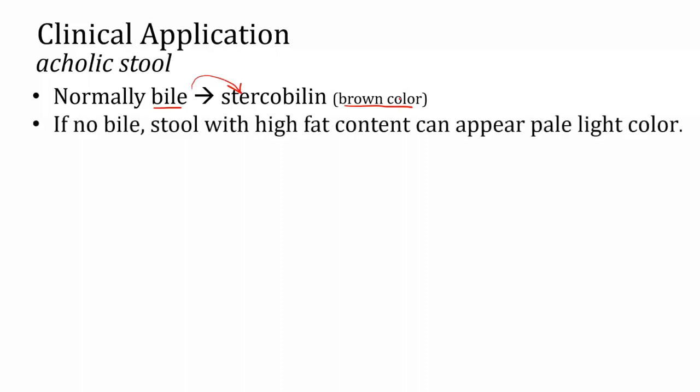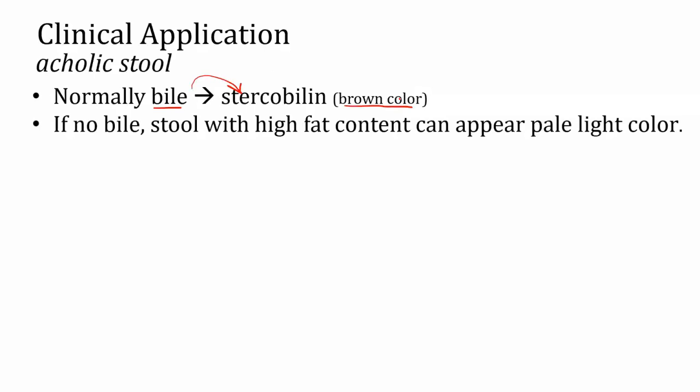Well, if there's no bile, then if you have a stool with a higher fat content, it can appear to be lighter in color. And fortunately, I don't have any visuals for you here. But normally your feces should be brown, and if it's not, if it's white or pale light, that's probably something to do with the amount of bile that's being produced.